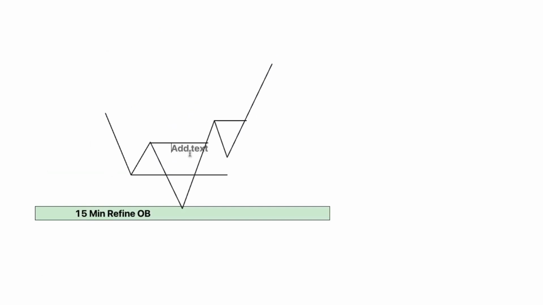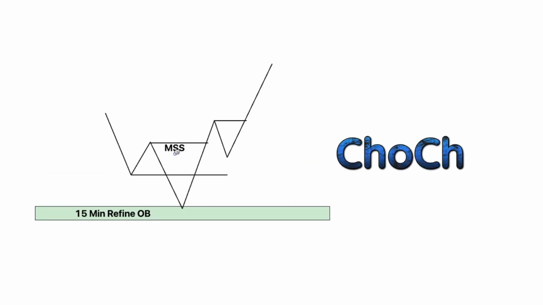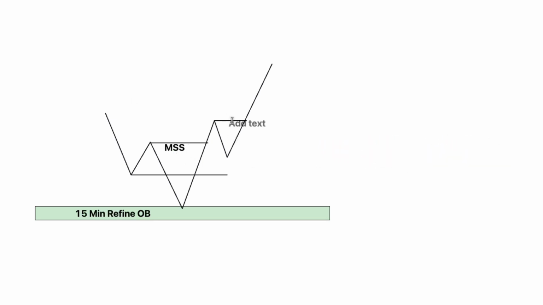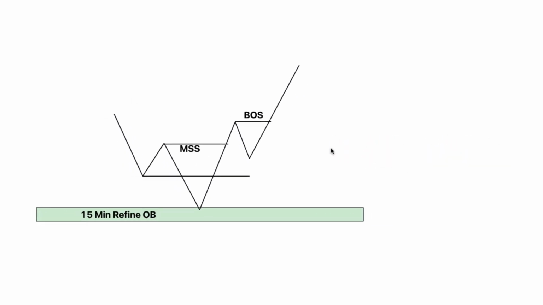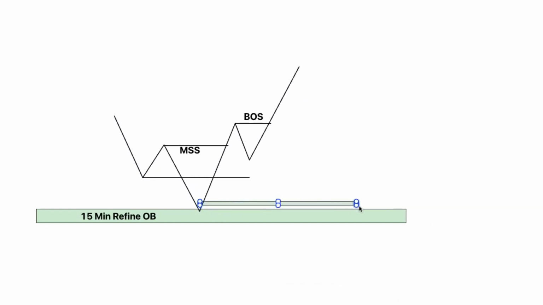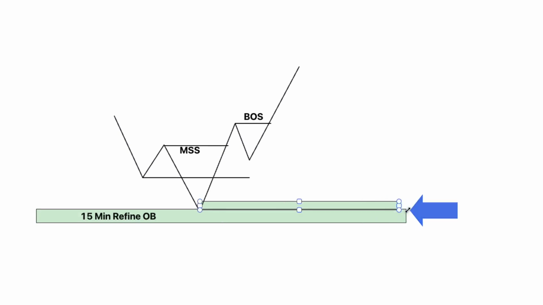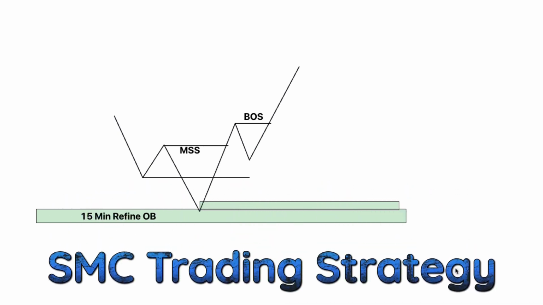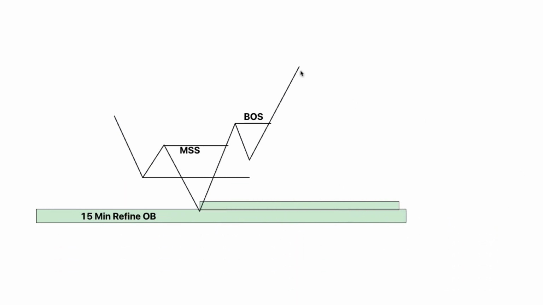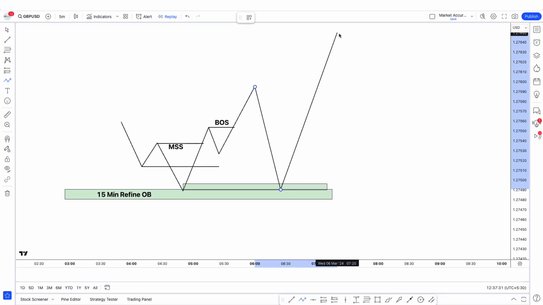I'm going to call it market structure shift, also known as change of character, whatever you want to call it, and we have the break of structure here. After that, you want to look for an extreme fair value gap below this level. Now, you don't want to look for an order block here, no, this is not right. You want to look for an order block with a fair value gap right here at the extreme level. This is the best pattern that you can follow for your smart money concepts trading strategy. So when price comes back into your POI, I guarantee you it's going to shoot up.